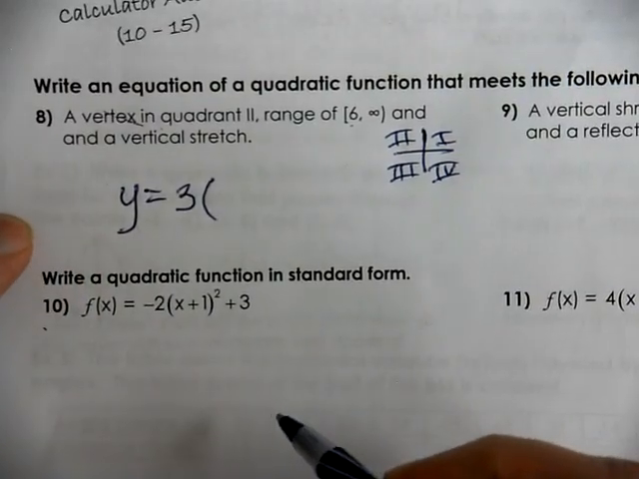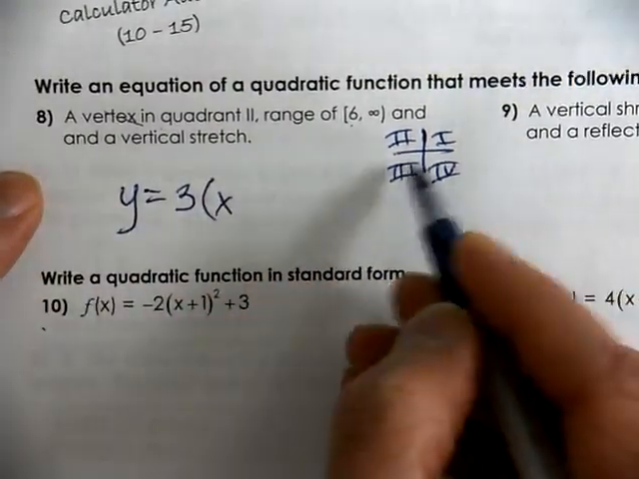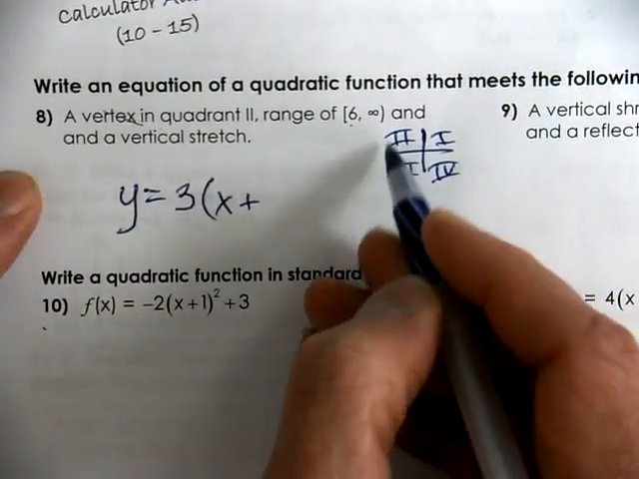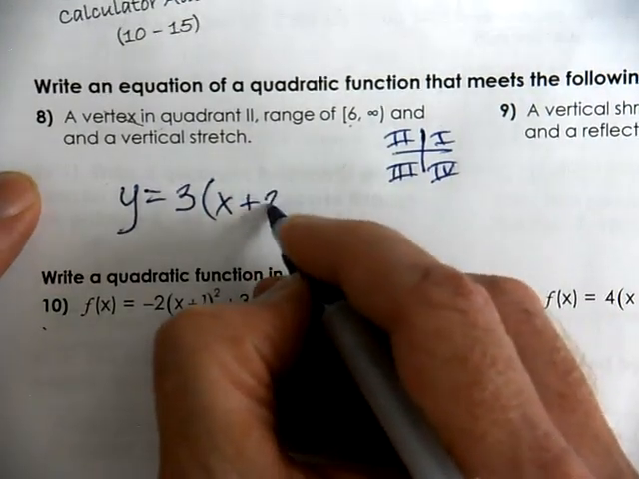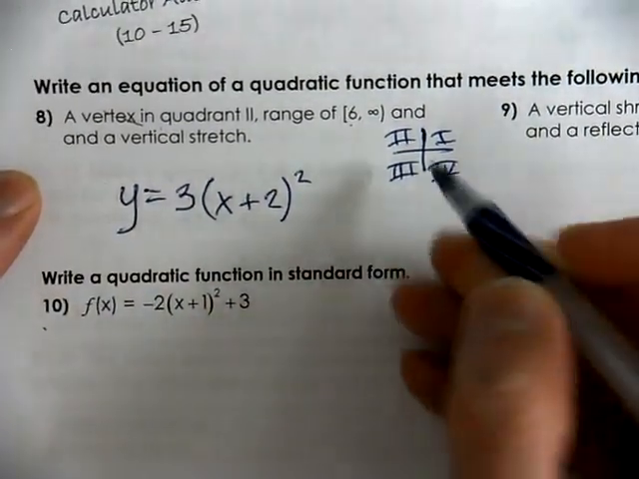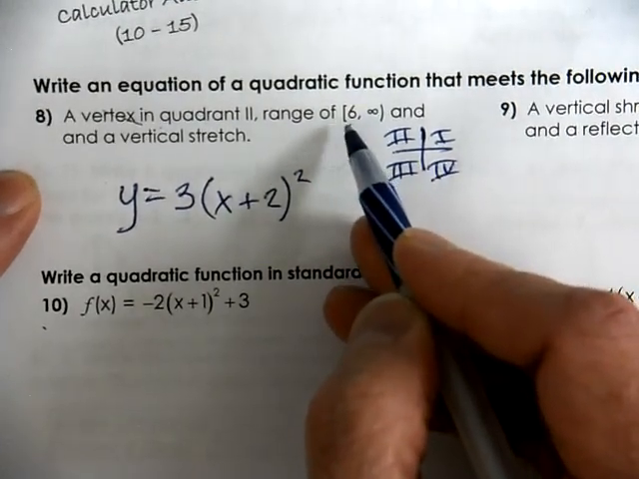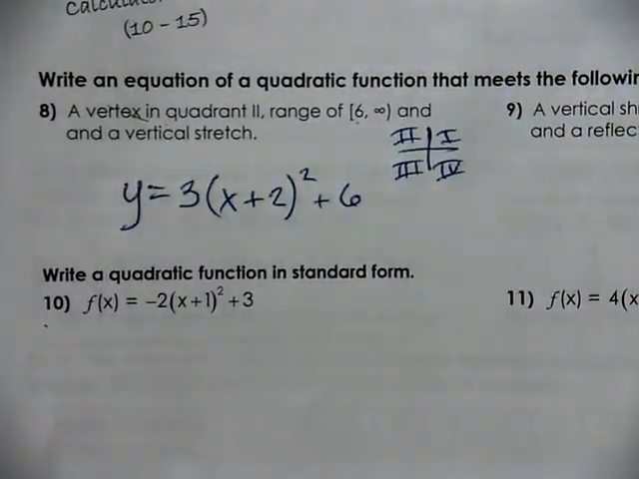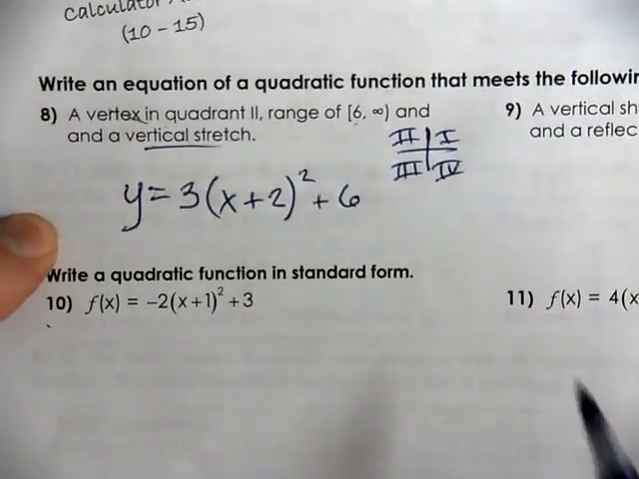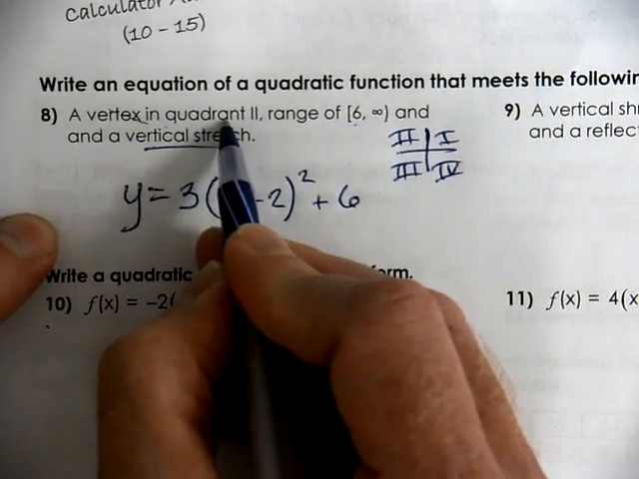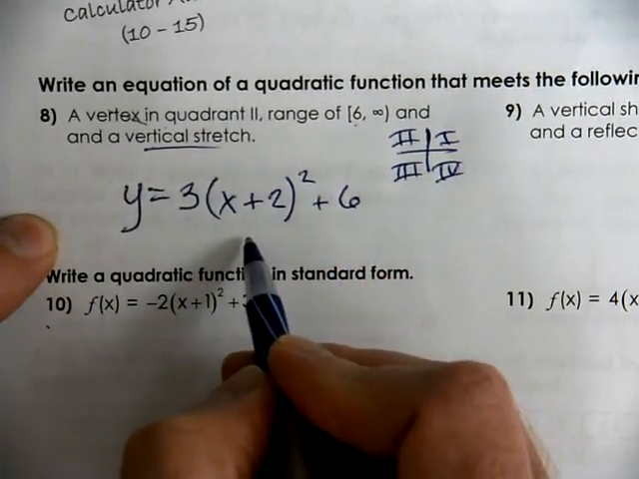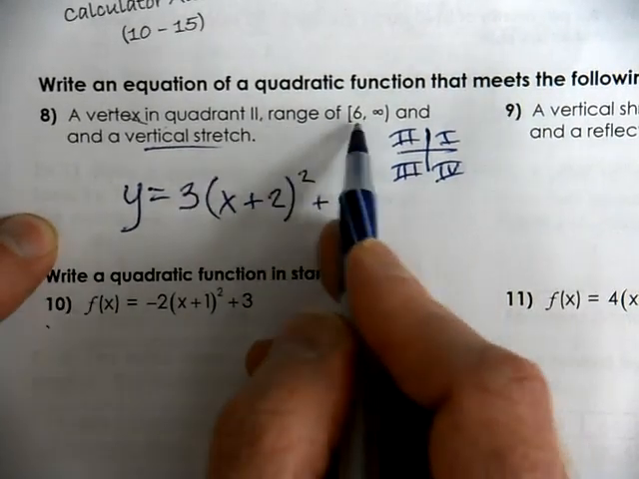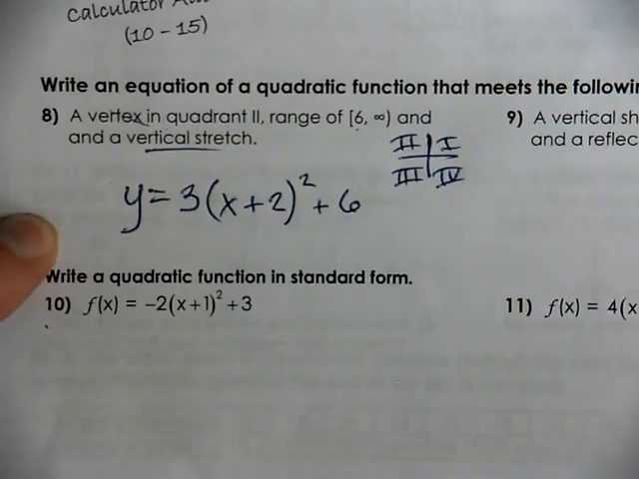Might as well write this in vertex form. We need to move to the left, so that's going to be plus. Moving to the left to get underneath quadrant 2, any amount that you want to. And then we have to go up 6. This has to be your K. That would be the equation. That would be a vertical stretch. It would get your vertex in quadrant 2 by going to the left and up. You have to go up to 6 if that's going to be your range.